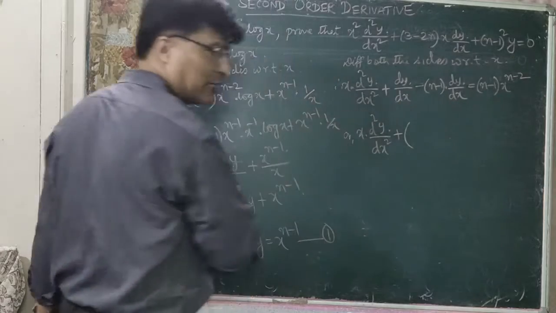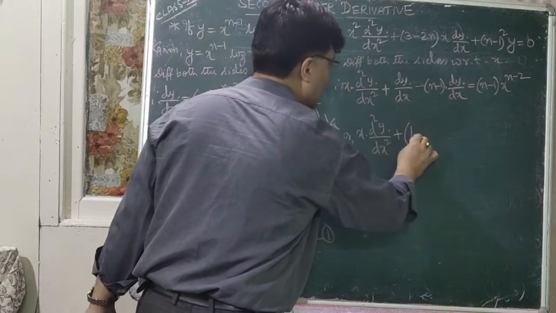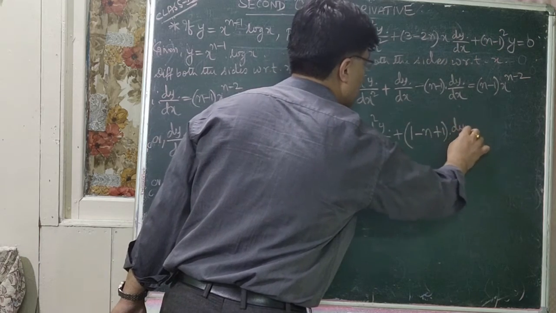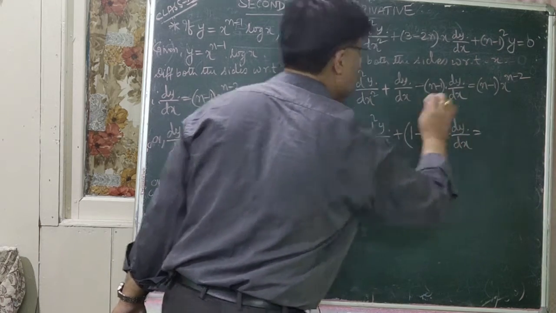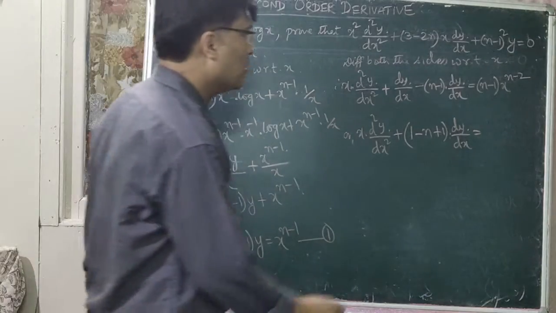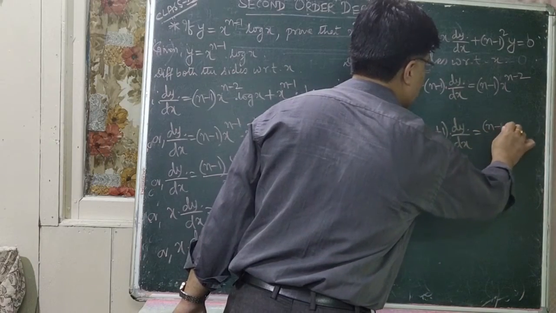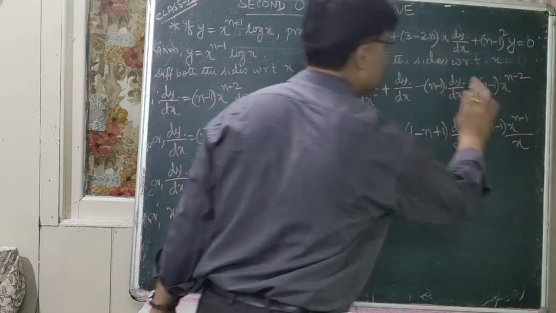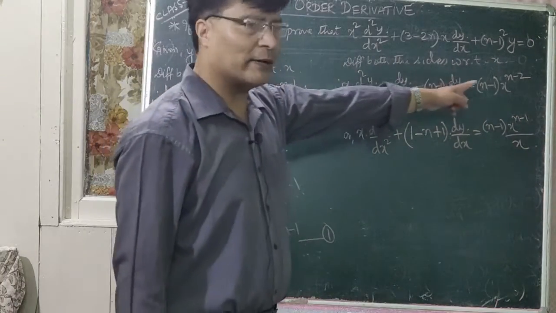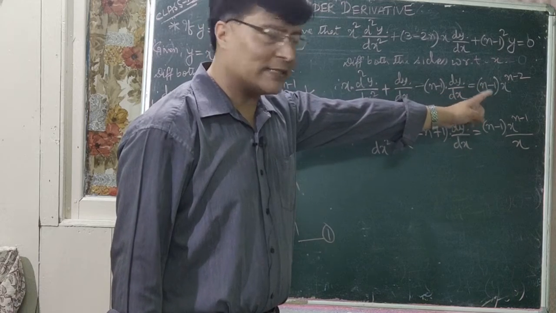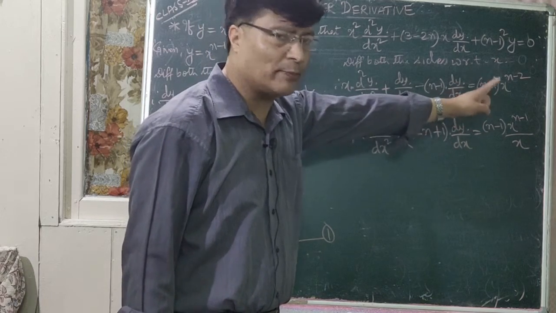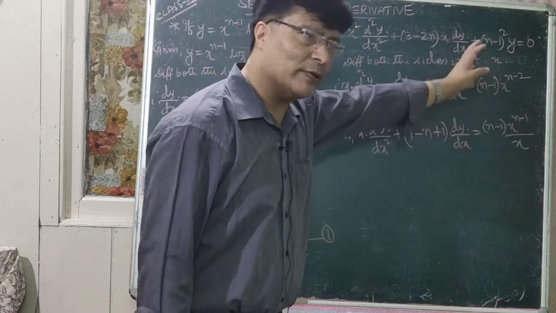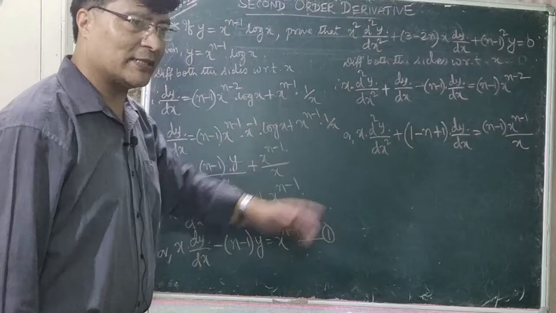Here dy by dx is taken common, we have within bracket 1 minus (n minus 2) plus 1, into dy by dx, which is equal to, on the right hand side, n minus 1 into x to the power n minus 1 divided by x. Is that understood? So x to the power n minus 2, we can write it as x to the power n minus 1 into x to the power minus 1. So it is x to the power n minus 2, and that x to the power minus 1 becomes 1 upon x. Is that clear?